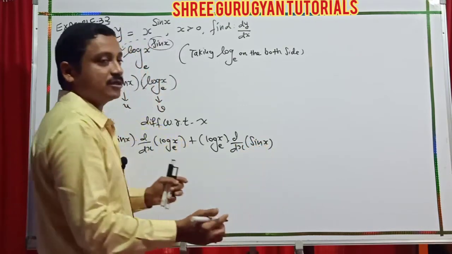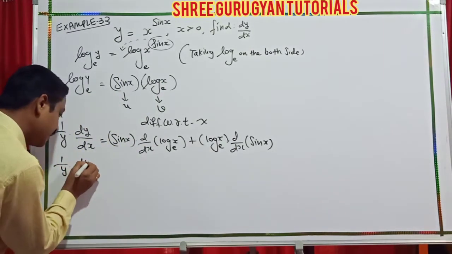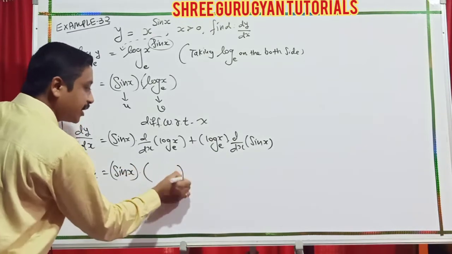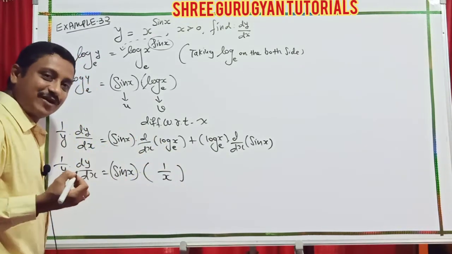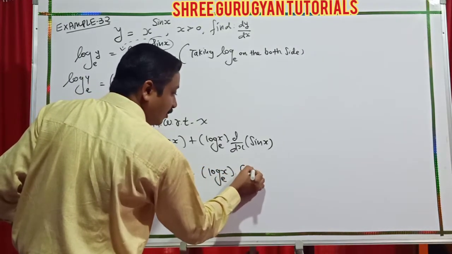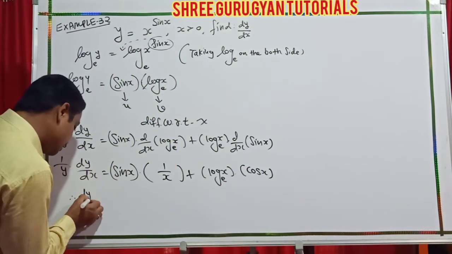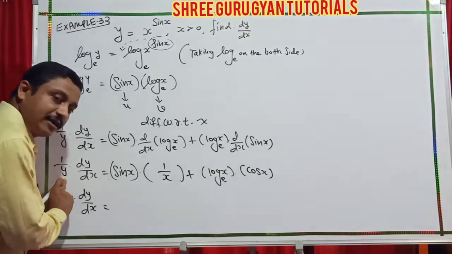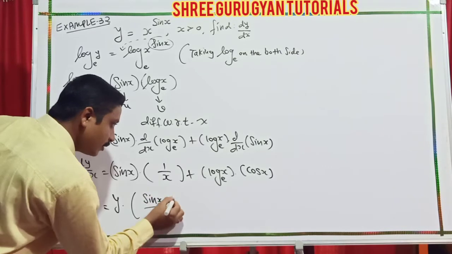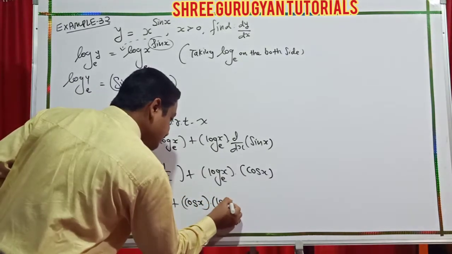Students, you apply the product rule. So 1 by y dy by dx is the same, and here sin x. Now, what is the log x derivative? Yes, 1 by x. Plus here, sin x derivative, what is the value? It is cos x. So you get dy by dx, with y converted to the right side. So sin x by x, and here cos x into log x, which is as it is.